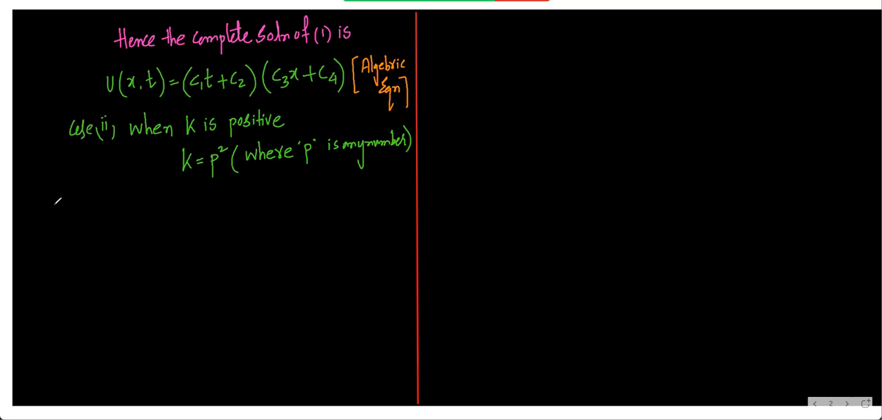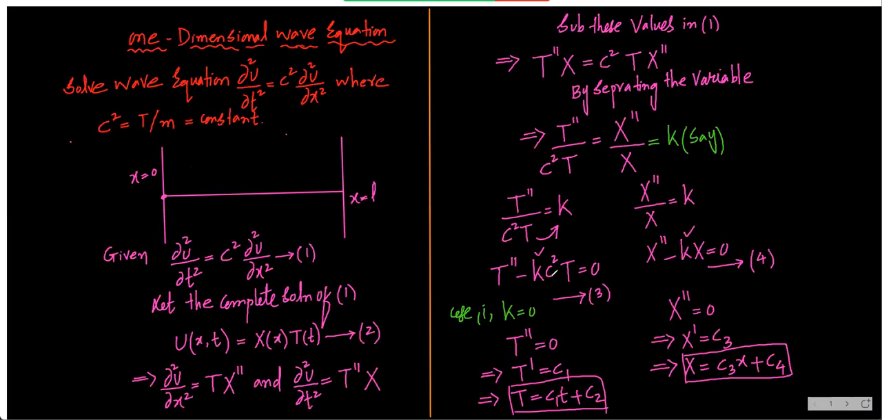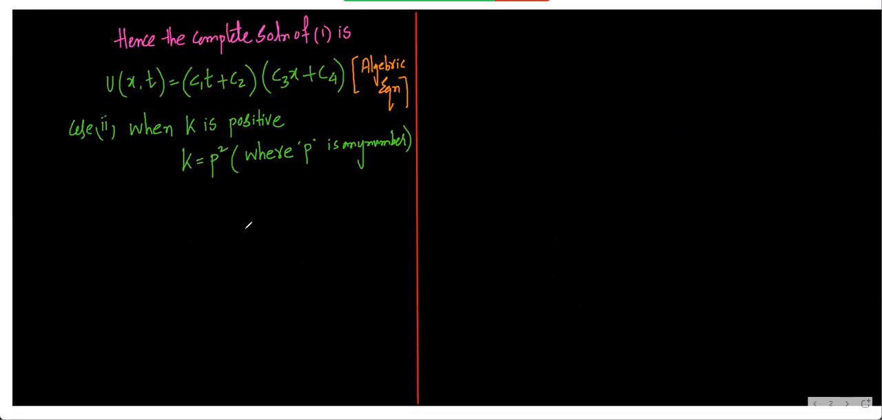We have to substitute this value of k as p square here in equation number 3 and in equation number 4. So k value will be taken as p square. So it becomes T double dash minus p square c square T is equal to 0.